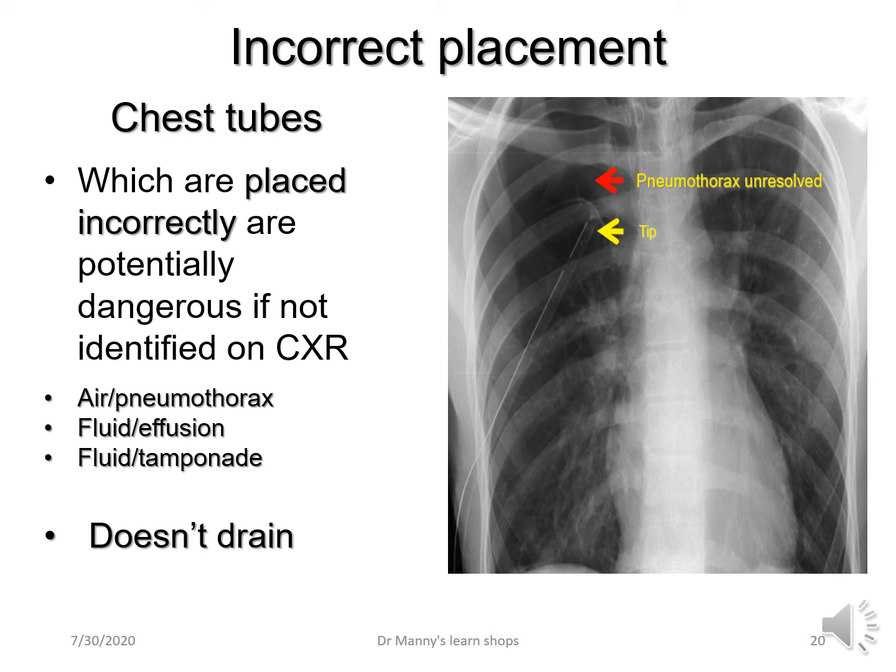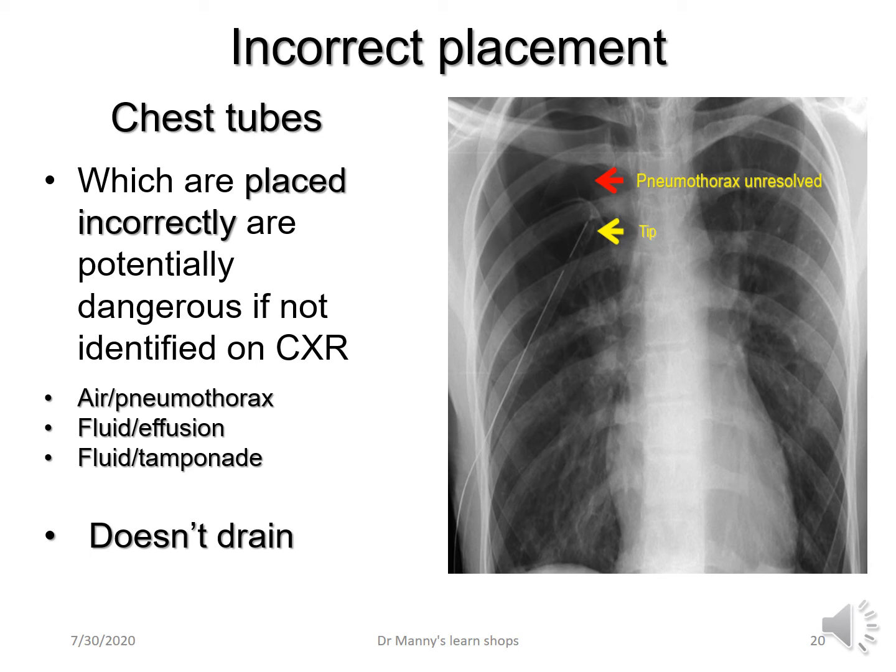which it seems to have done because the pneumothorax seems to be resolved. Incorrect placement of the tube is potentially dangerous, because if it doesn't do what it was supposed to do, I mean, putting a tube into the chest is hazardous enough. This can cause bleeding, this can cause infection, this can cause trauma. So the tube has to do what it's supposed to do. If it doesn't drain, whether it's air, pneumothorax, fluid, effusion, fluid, hemothorax, fluid, tamponade, then that's potentially a problem and has to be repositioned by the physician.